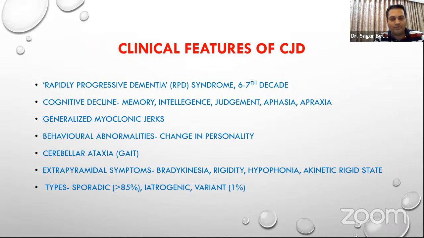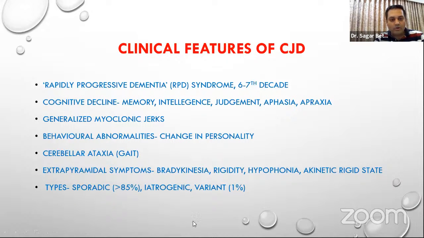So what are the clinical features of CJD? The clinical features are that of a dementia-like syndrome, but to be more specific, it is a rapidly progressive dementia-like syndrome. And what do we mean by rapidly progressive? For dementia, which generally takes years to develop, rapidly progressive would mean less than 2 years to develop. So it is one of the differential diagnoses of RPD. And it is common in the 6th to 7th decades, also overlapping with the neurodegenerative dementias.